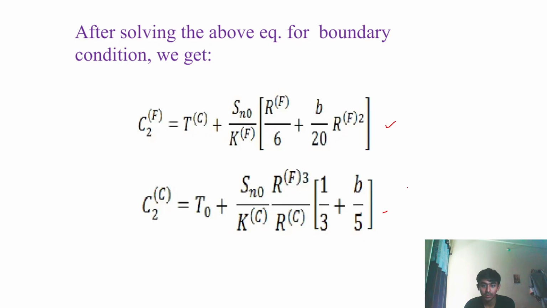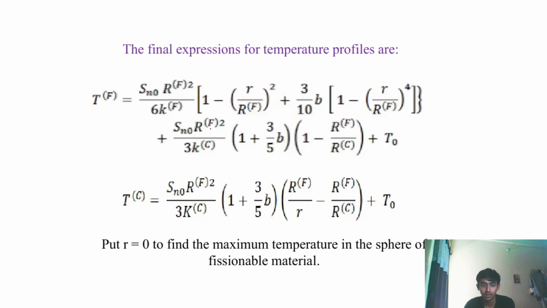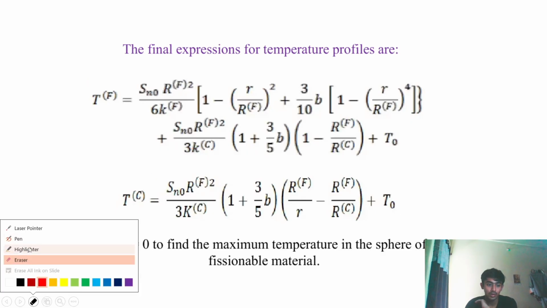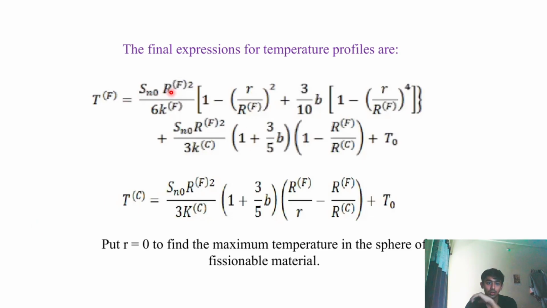We will find C2F here, and C2C here. We put this constant value at TF and TC, so we will find that the TF equation will be SN0 plus RF square 6K, the thermal conductivity of the fusible material, 1 minus RF by R square plus 3 by 10B, and the equation of 1 by R. This is coming due to the C2 value.